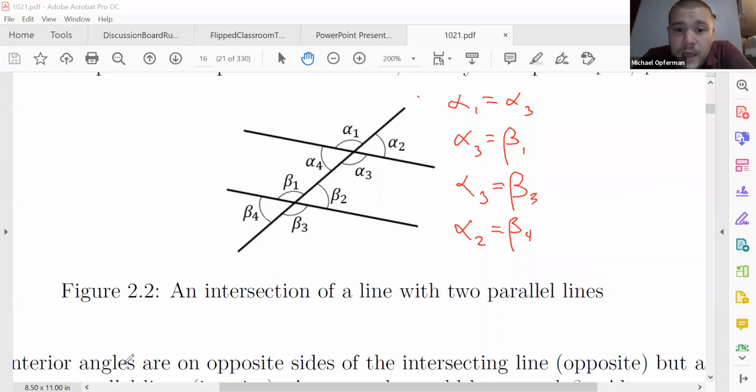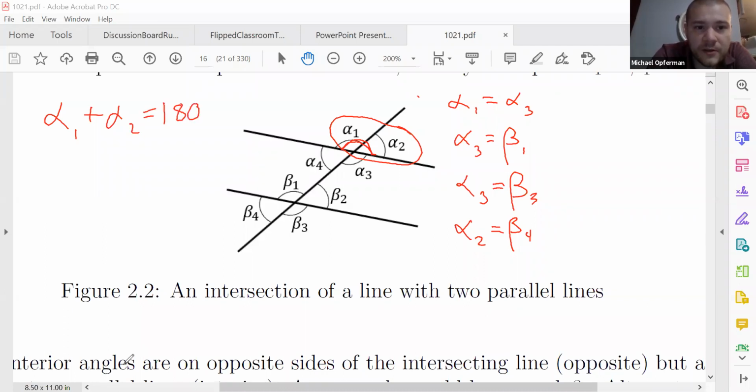Also useful to know is straight angles. In addition to all the angles that are equal to each other here, we've got some angles that have simple relationships to each other. For instance, if you look at alpha 1 and alpha 2, you'll notice that alpha 1 plus alpha 2 has to give you a straight line, because alpha 1 plus alpha 2 gets you all the way from here to here, and that's 180 degrees. So alpha 1 plus alpha 2 equals 180. An angle of 180 degrees is referred to as a straight angle.